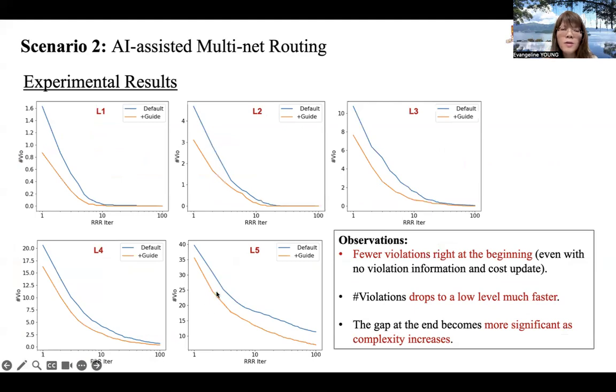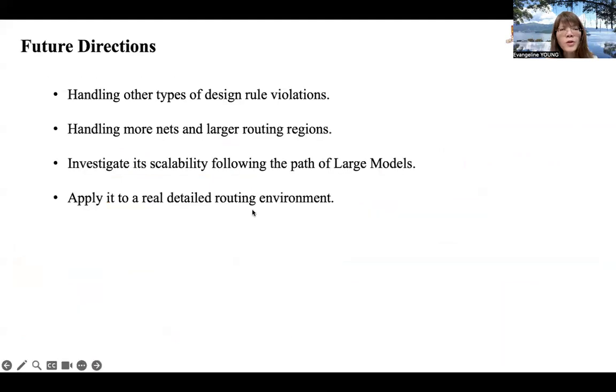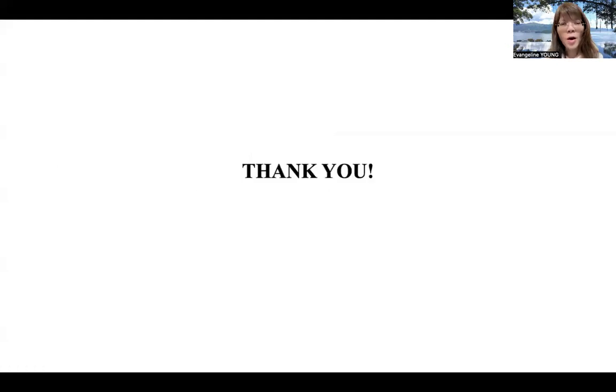And for the large case, the one with route guide can reach a smaller value than the one without. Okay, so that's all I want to share with you today. There are still a lot of things to be done, for example, handling other design rules, handling larger routing regions and more nets, investigating the scalability of large model development, and also applying to a real detailed routing environment. These are all the things that we want to do. Okay, thank you.